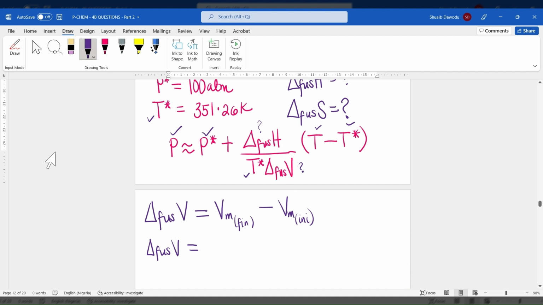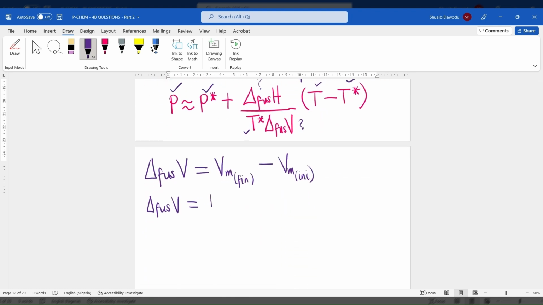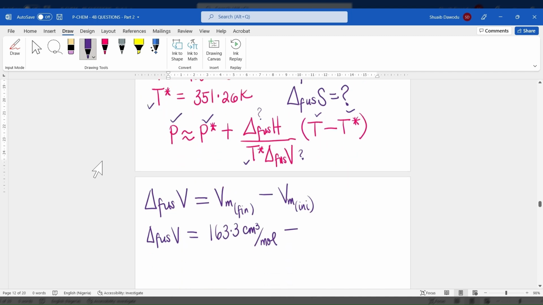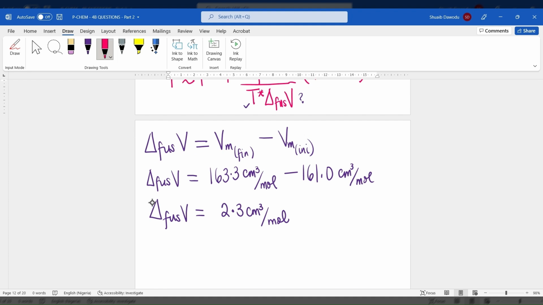So we have 163.3 centimeter cube per mole minus 161, that's the initial right here, 161.0 centimeter cube per mole. So the change in molar volume of fusion would be 2.3 centimeter cube per mole. So yeah, this is basically what we have so far.